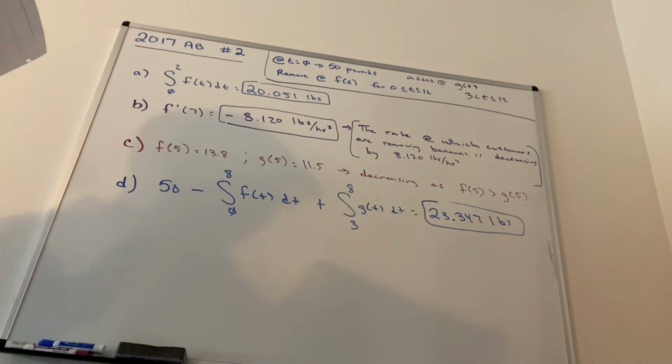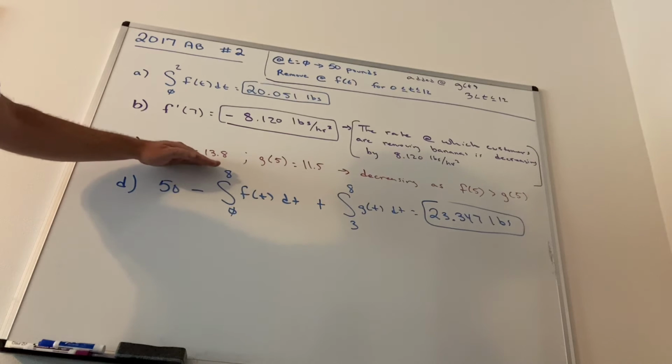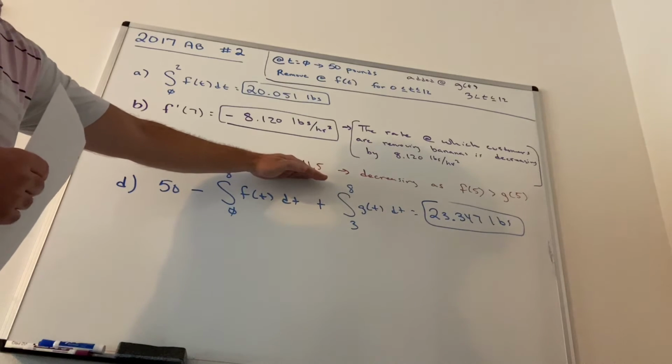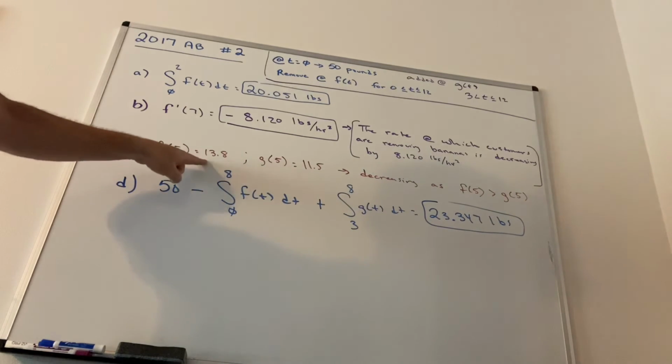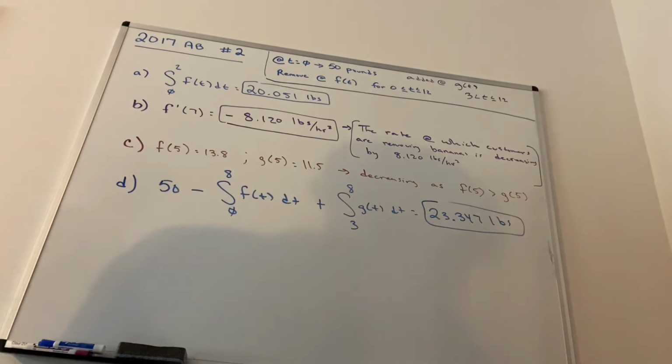Part C, is the number of pounds of bananas on the display table increasing or decreasing at time 5, and then give a reason. Okay, that's the rate they're being removed. I just plugged a 5 into the f function. That's the rate they're being added. I just plugged a 5 into the g function. They're obviously being removed faster than they're being added, so the number of pounds is decreasing as f of 5 is greater than g of 5.